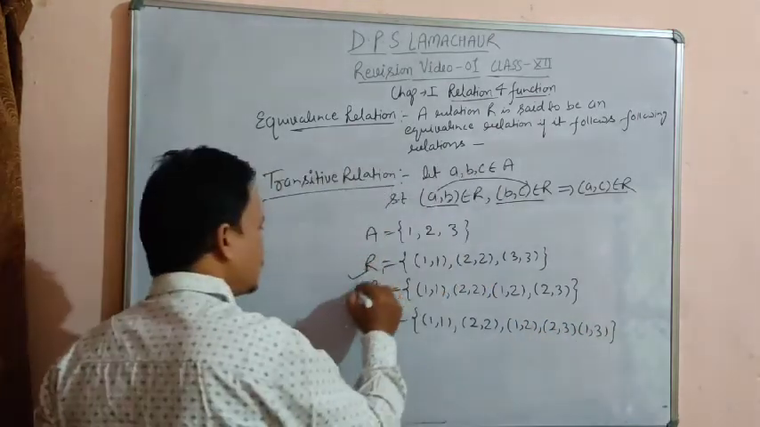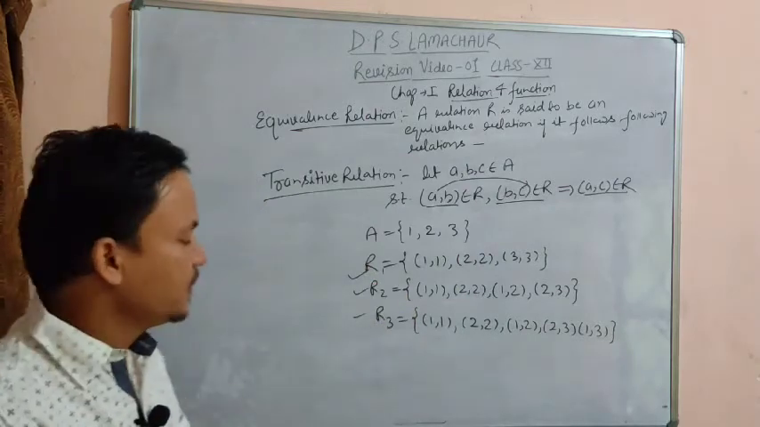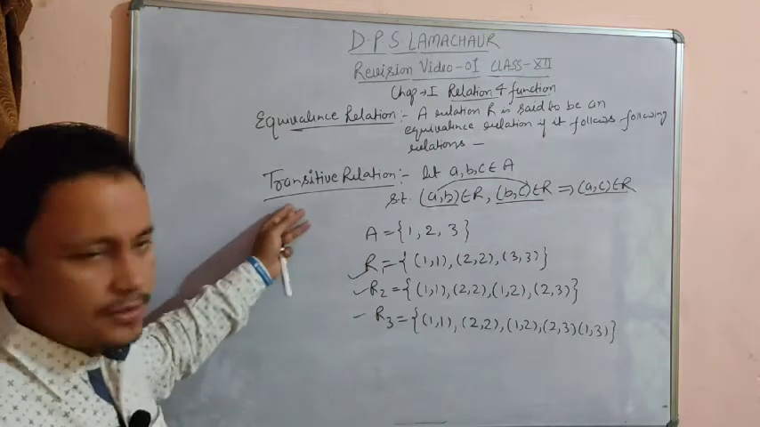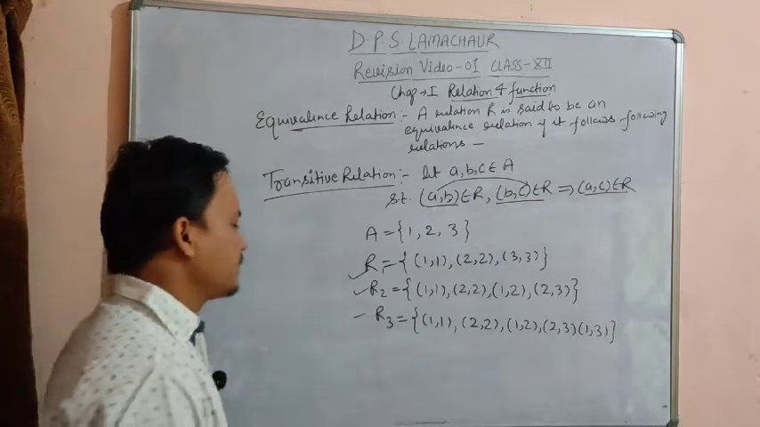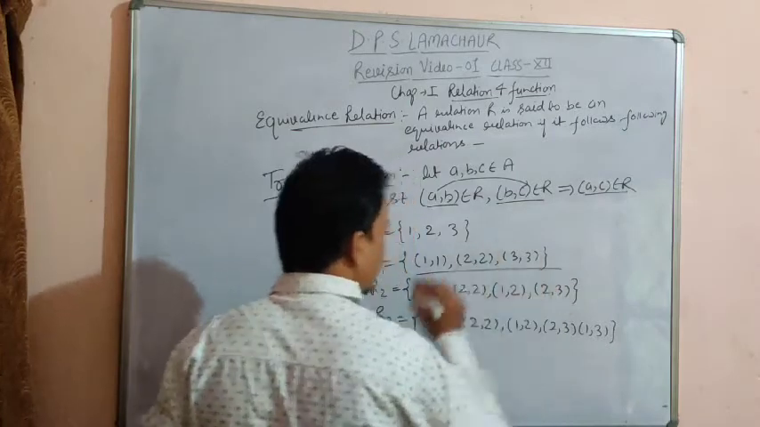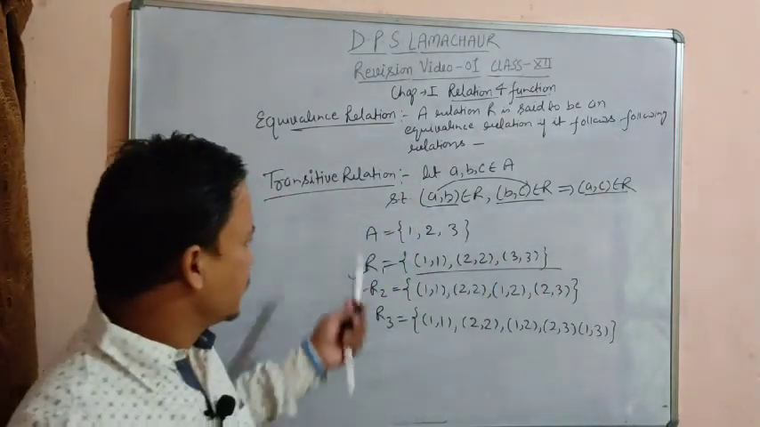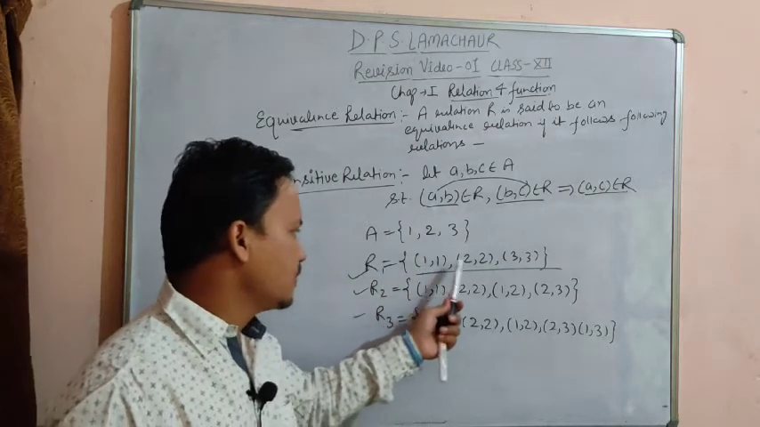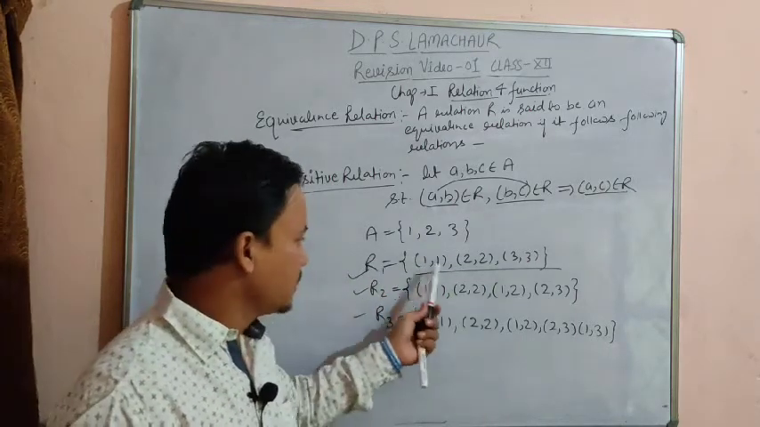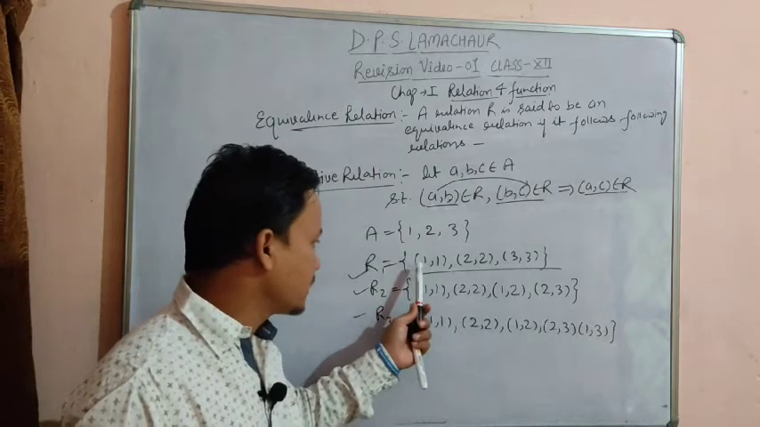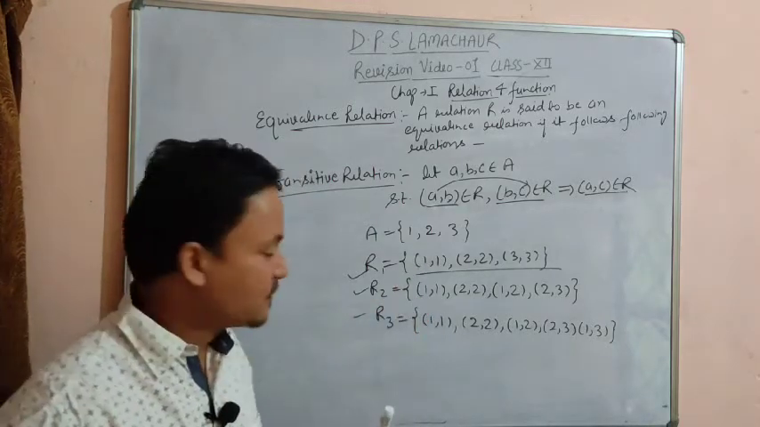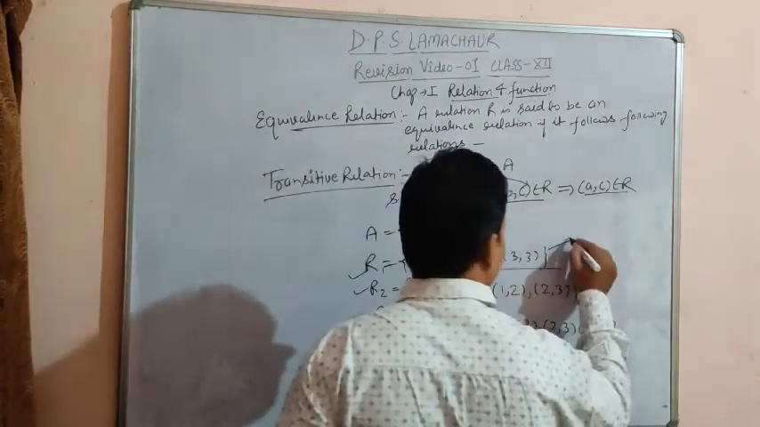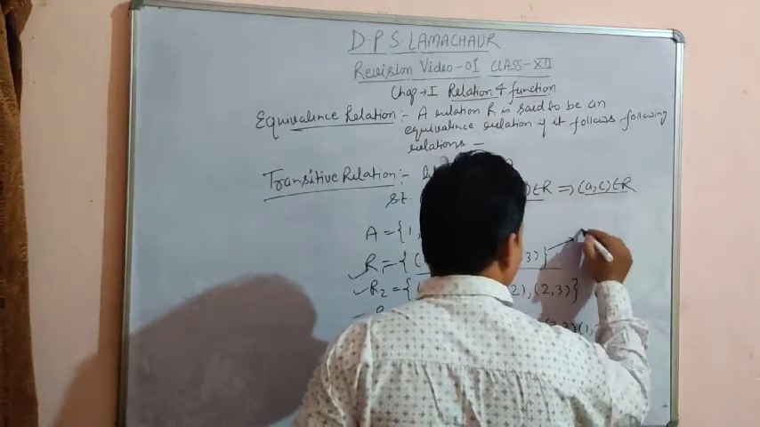Now see all these three relations and tell me, out of these three, which relation is transitive and which is not. Starting from the first, in the set A containing 1, 2 and 3, the relation R1 has 1 1, 2 2 and 3 3. So it is clear that this relation is reflexive, and it is symmetric and transitive. This relation R1 contains all three properties, so it is an equivalence relation.